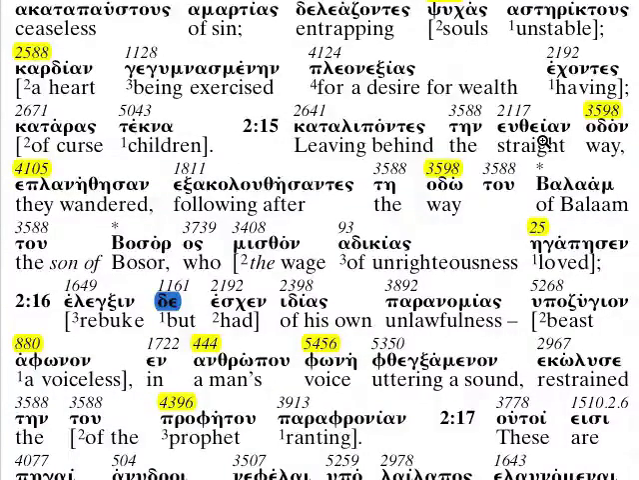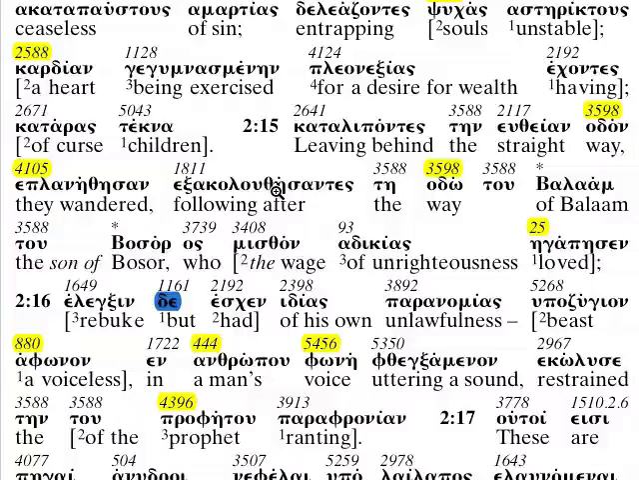Katalipontes tin efthian odon, eplanithisan, exakoluthisantes ti odho tu valam, tu vosor, os misthon avikias, igapisan. Leaving behind the straight way, the way of God, they're gone off wandering. Eplanethisan, the planets, the wandering stars. They wandered, following after the way of Balaam, the son of Beor.